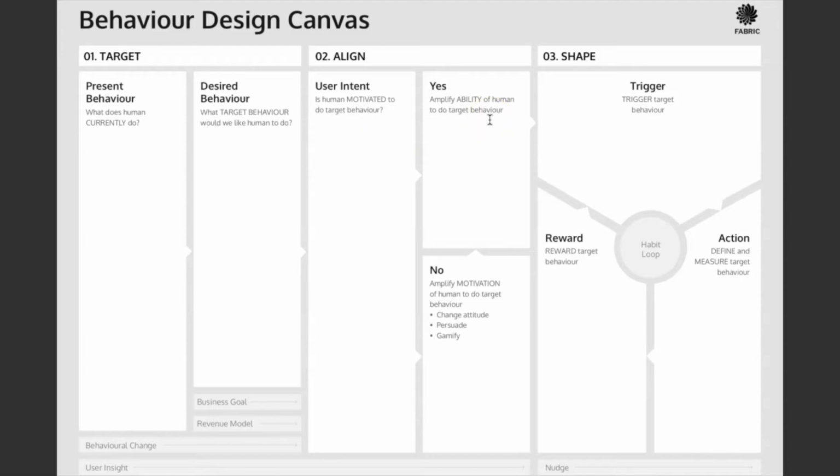If the motivation on the part of the human is aligned, and if it's a yes, then we have a certain direction to go down. But if it's not aligned, you should think of human motivation as the wind in your sails of behavior change. And if you don't have this wind blowing in your direction, it's working against you. And the set of strategies that we need to use to effect behavioral change in such a scenario would be quite different.